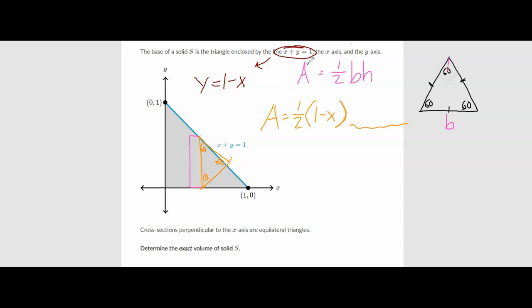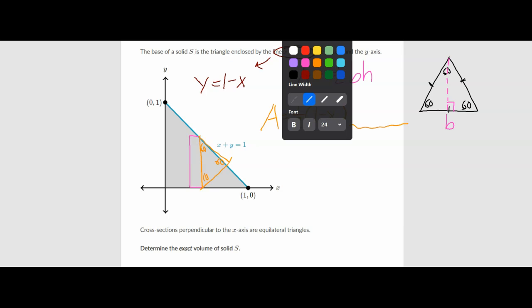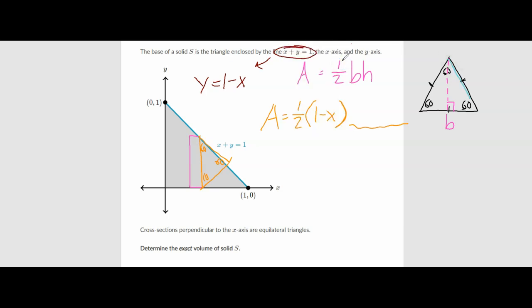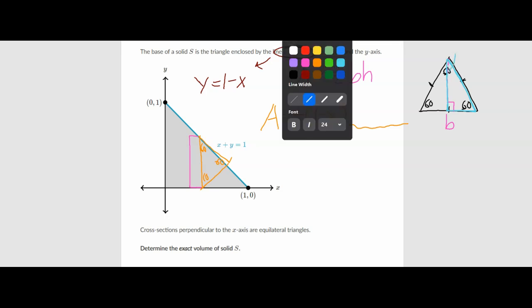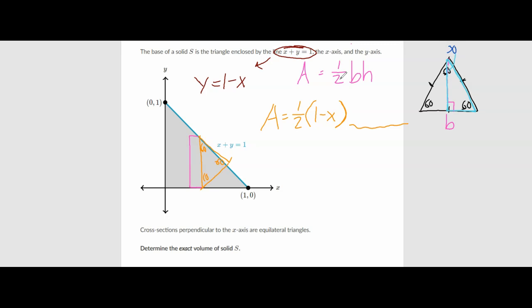Let's draw an altitude in there for the height. So now let's just look at 1/2 of the entire triangle here. I'm going to outline it in light blue. We've now created a 30, 60, 90 triangle. 30, 60, 90.